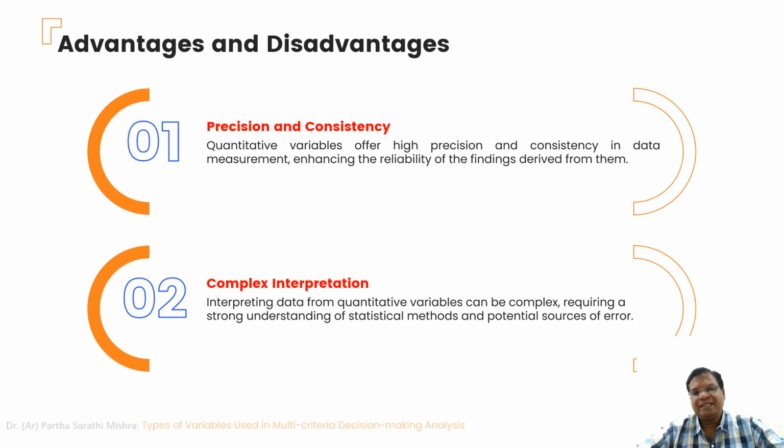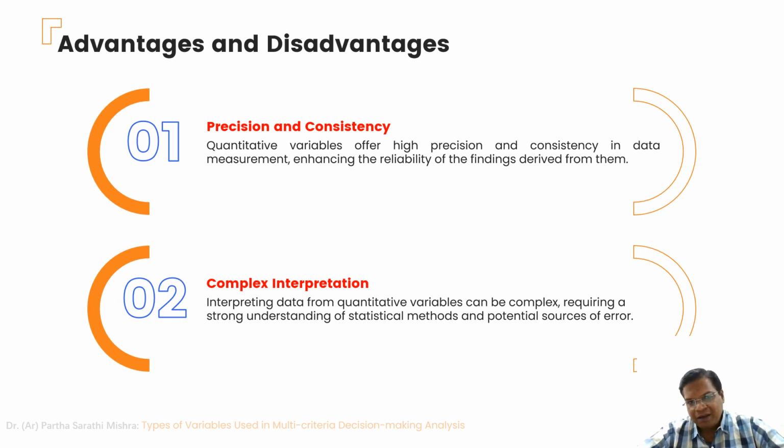Now the advantages and disadvantages of quantitative data. Quantitative variables often offer high precision and consistency in data measurement, enhancing the reliability of the findings derived from them. So generally they are more precise data. We don't have to worry about the errors. We don't have to worry about their consistency.